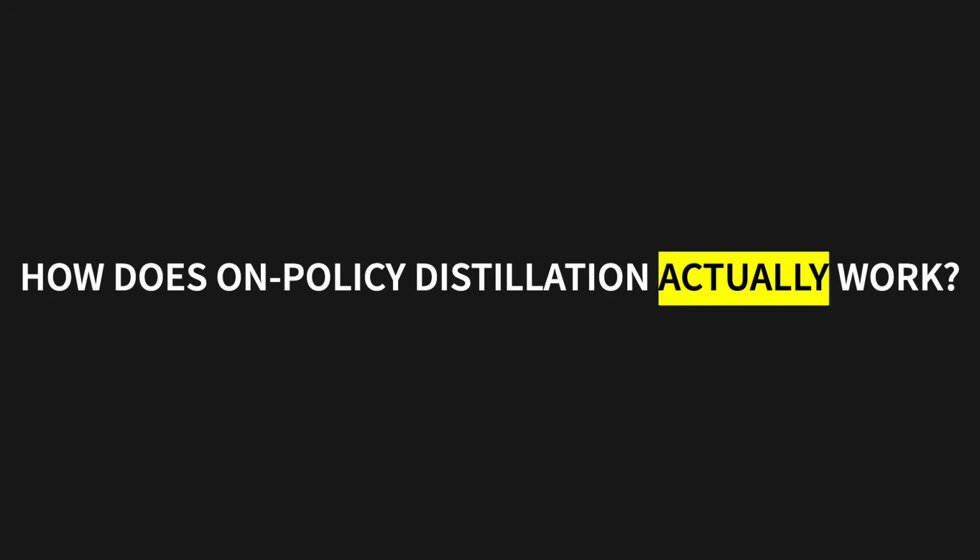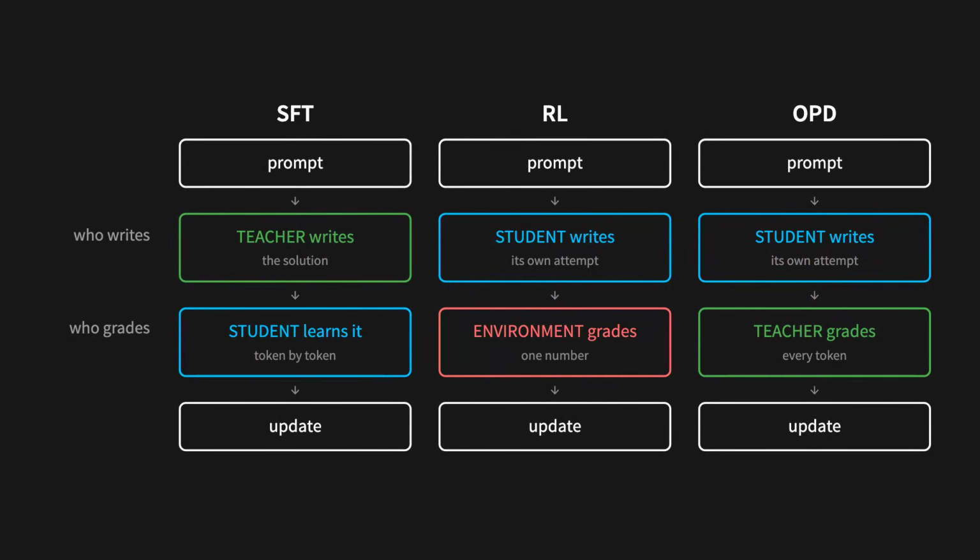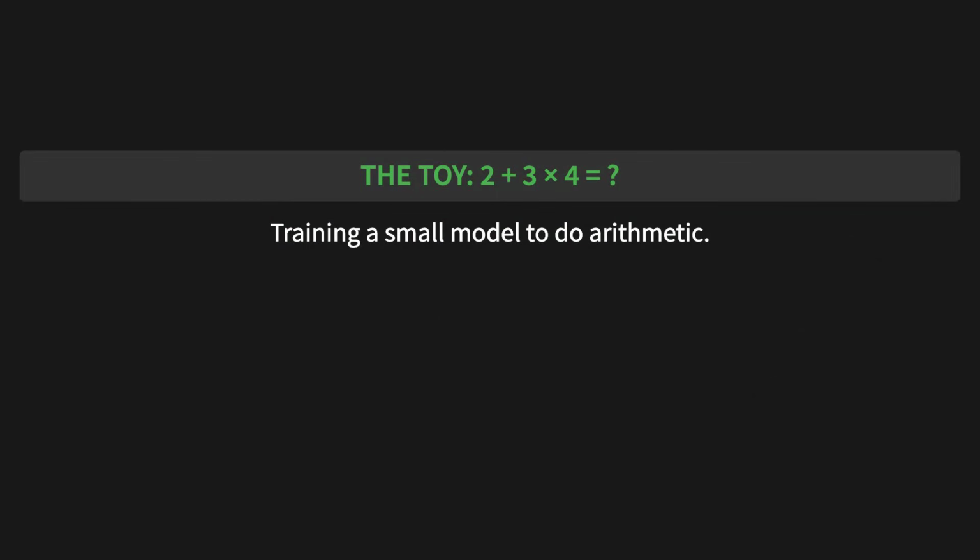So we're left with the question you're probably already asking. How does on-policy distillation actually work? How does a teacher grade every single token? There are 3 classic ways to teach a model, and the map on screen sorts them by 2 questions. Who writes the text and who grades it? To feel how the 3 differ, we need one concrete problem.